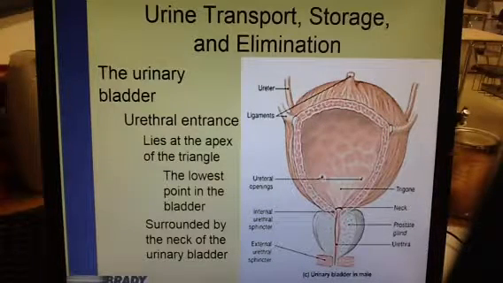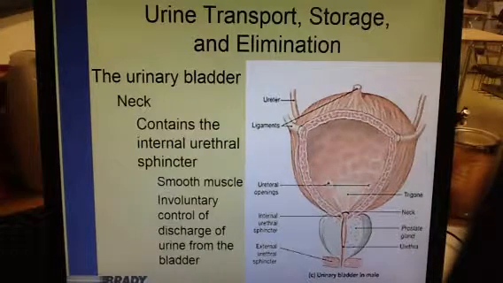Looking at the urethral entrance, it's at the apex of the triangle, the lowest point of the bladder, and that is surrounded by the neck of the urinary bladder. That neck has a urethral sphincter, which is smooth muscle. We've seen these other places. We'll see some more in the digestive system, but a sphincter is smooth muscle, and it has involuntary control of the discharge of the urine from the bladder. So it's involuntary and is opening and closing based on the urine needing to exit the bladder.